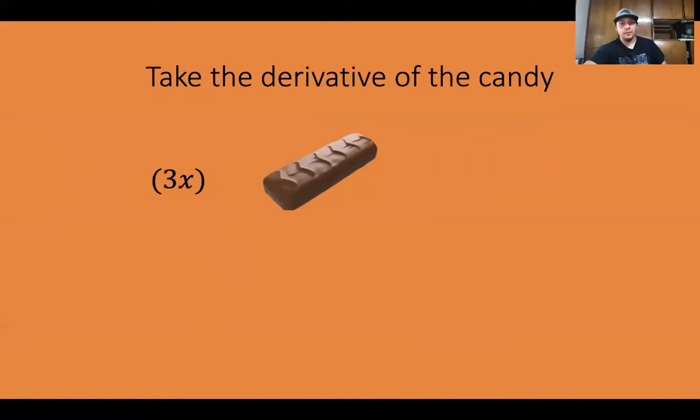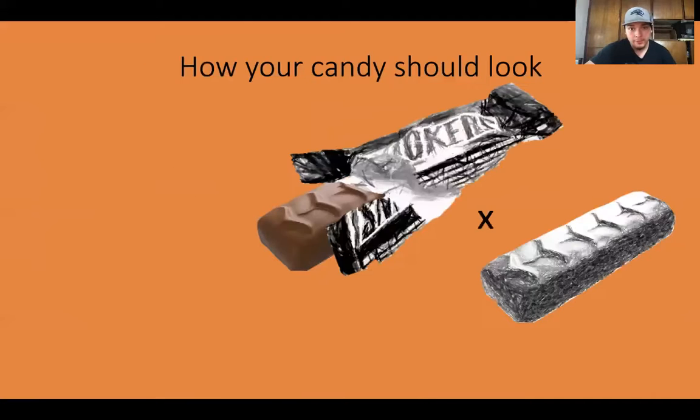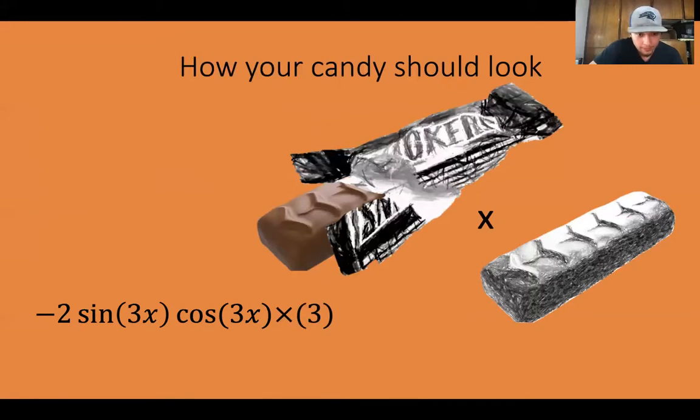Next, we need to take the derivative of the candy, just like we explained back in the first problem. This should be an easy derivative: the derivative of 3x is 3. Here is the sketched out candy for visualization, how our candy should look. And then if you remember how our function is supposed to look, negative 2 sine 3x cosine 3x times the derivative, which is 3.